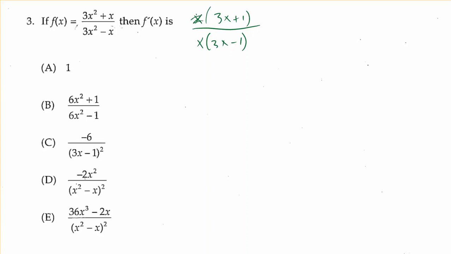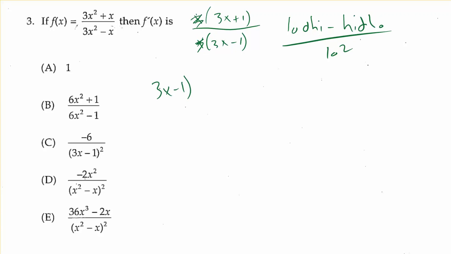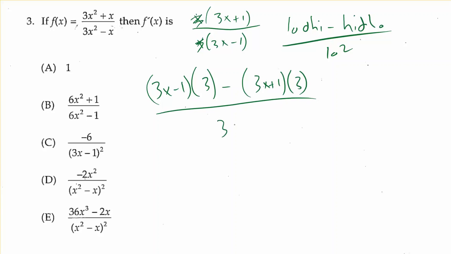Now I can't really cross anything else out besides that x, but that's just going to clean up or make less simplifying in the end. So we do our low d high minus our high d low over our low squared, our quotient rule. So low times the derivative of the high minus high times derivative of the low over low squared.